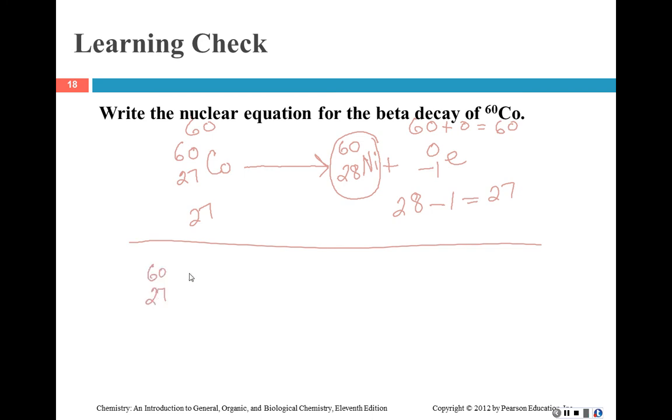And so our balanced equation is cobalt 60 beta decays to nickel 60 plus a beta particle. Don't you love these?